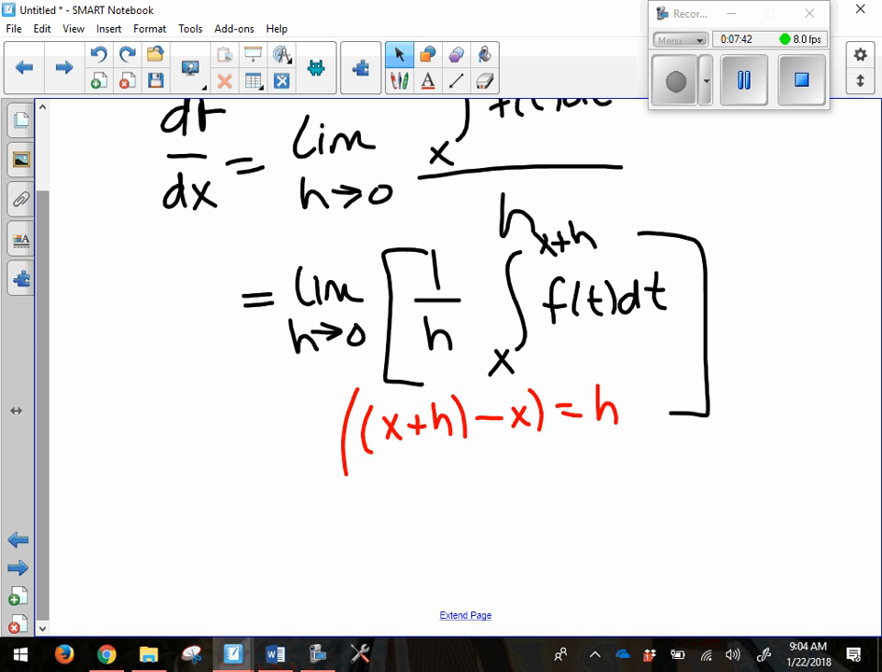What if you rewrote h as this? x plus h minus x, the upper limit minus the lower limit. 1 over b minus a, perhaps, times the integral from a to b of f of t dt. It's the average value.